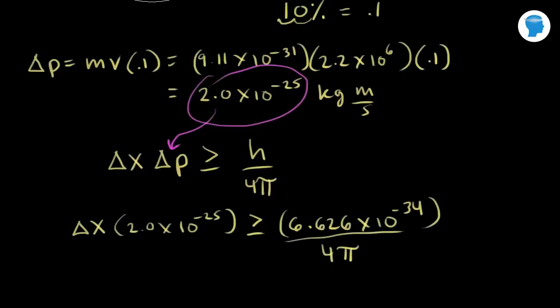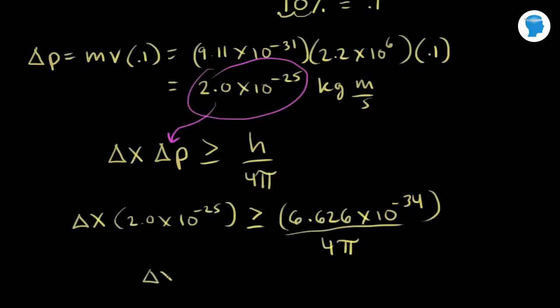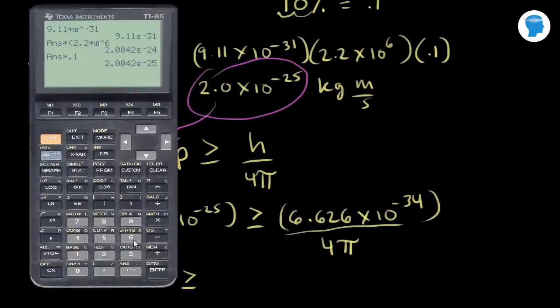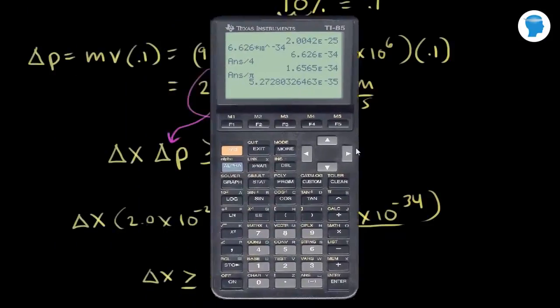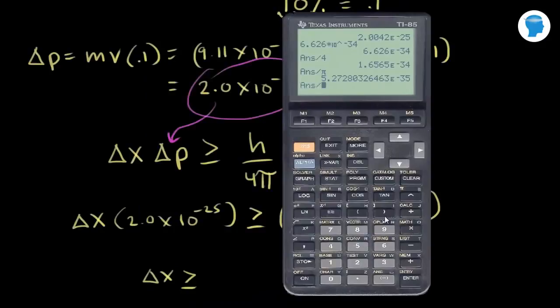So we could solve for the uncertainty in the position. Delta x must be greater than or equal to, let's go ahead and do that math. We have Planck's constant, 6.626 times 10 to the negative 34. We need to divide that by 4, and divide that also by pi. And then we need to divide by the uncertainty in the momentum, that's 2.0 times 10 to the negative 25. And that gives us 2.6 times 10 to the negative 10.